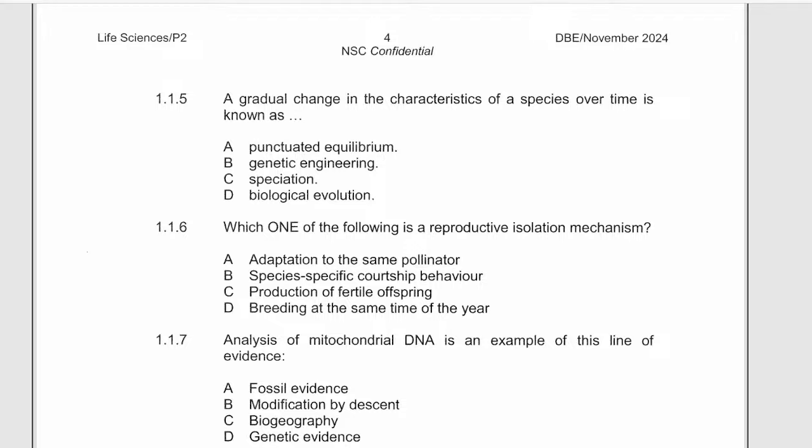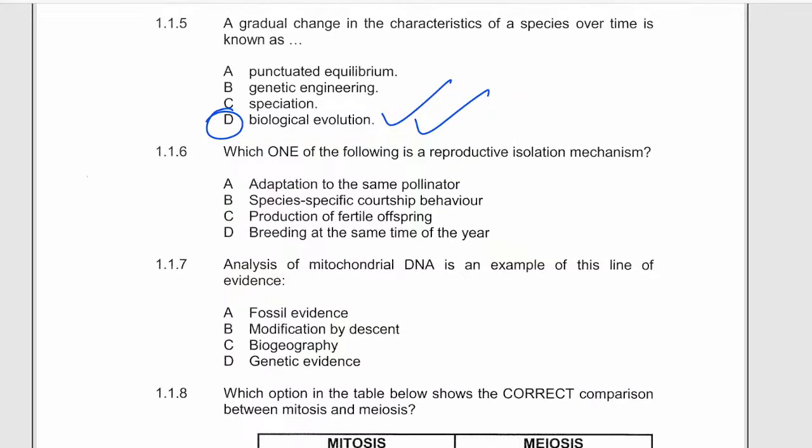Gradual change in the characteristics of species over time is known as. Remember, we say that increase in the complexity of an organism is called what? It is called evolution. Since we are dealing with biological individuals which have life, you are not talking about the sun, the moon. So it's about life. Therefore, it becomes biological evolution. So D becomes the most correct answer. We continue to the next question.